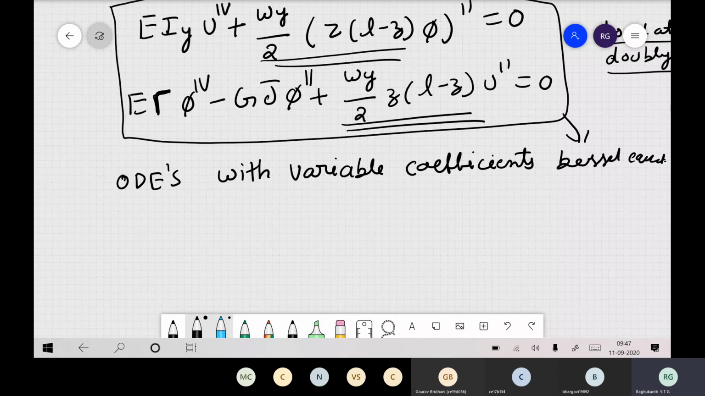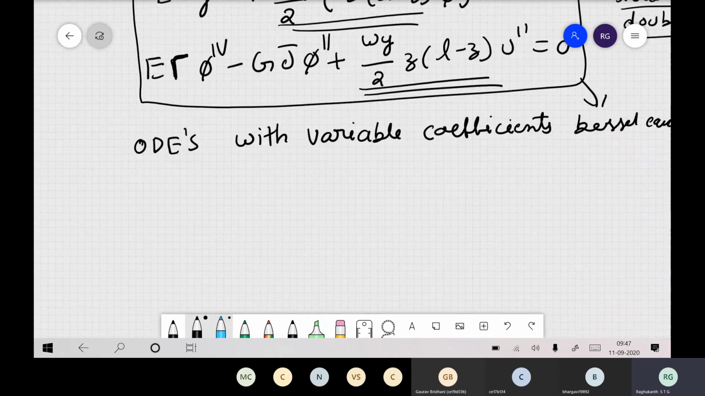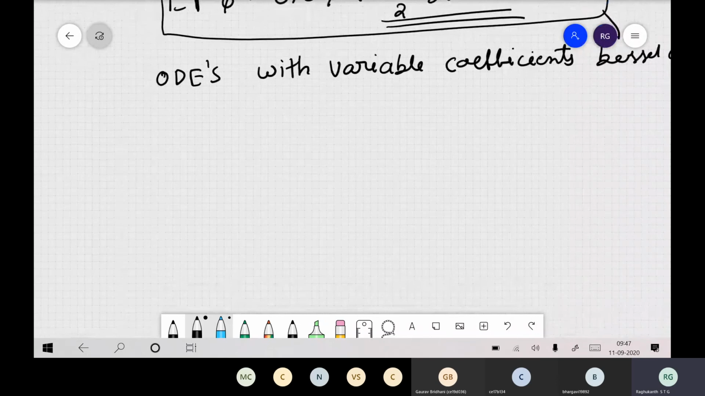That is one way, but it is much more complicated, and it may not be possible in all cases. You can convert your ODEs into Bessel's equation or other standard equations, such as hyper-Legendre's differential equation or hypergeometric equations, and get the solutions. So generally you followed it. For these types of ODEs with variable coefficients, there is one alternative, the power series method.